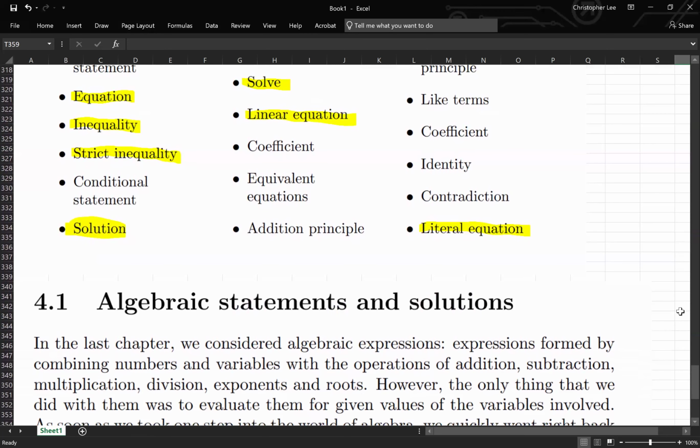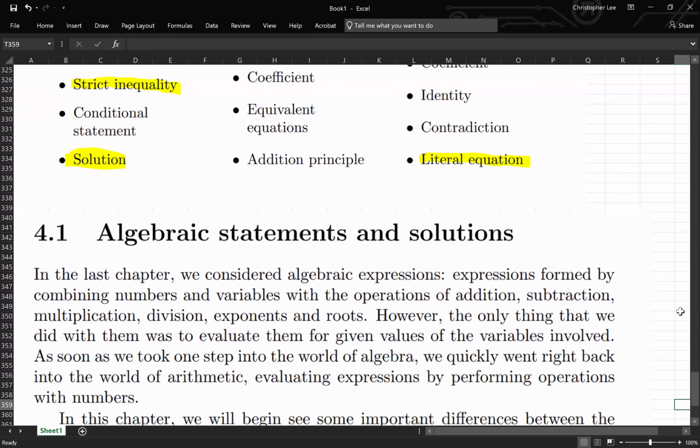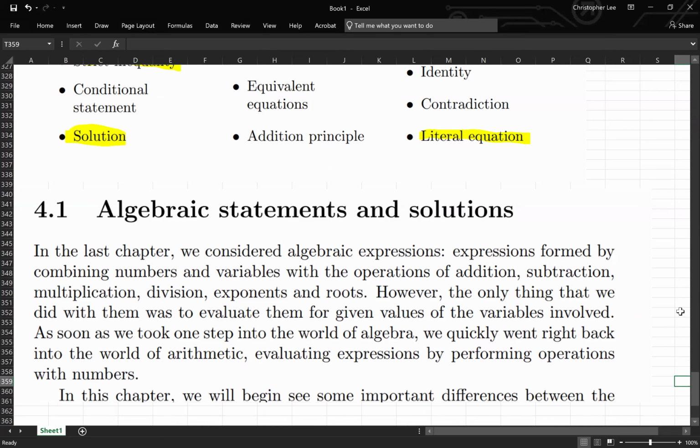All right. Algebraic statements and solutions, right? So last time we considered algebraic expressions, expressions formed by combining numbers and variables with the operations of addition, subtraction, multiplication, division, exponents, and roots. However, the only thing that we did with them was to evaluate them for given values of the variables involved. As soon as we took one step into the world of algebra, we quickly went back into the world of arithmetic, evaluating expressions by performing operations with the numbers, right?